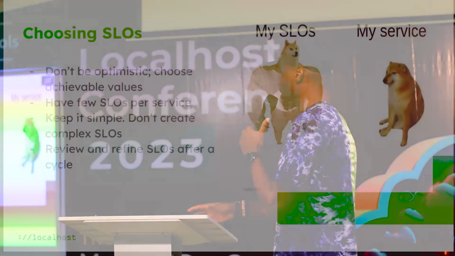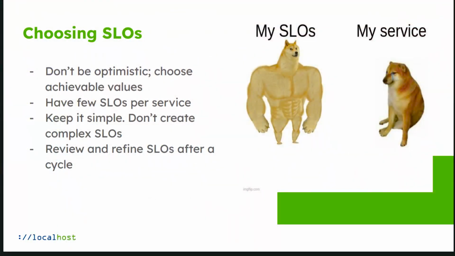The other one is keep it simple. Don't create SLOs that are complex. SLOs should be straight to the point. I want my users to understand that my system is going to be available. I want my users to understand that the latency of my service will be this. I want my users to understand that the throughput of my service is this. Don't create an SLO that is too complex to understand, both for you and for your own users.